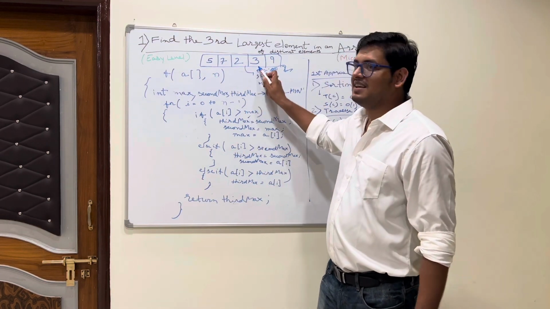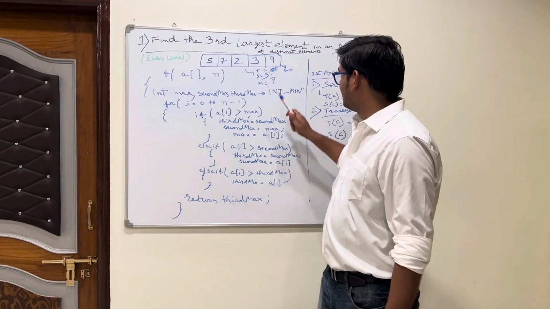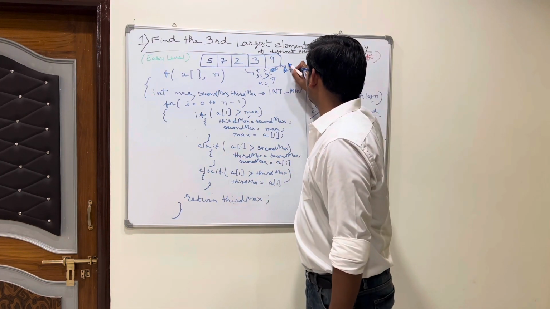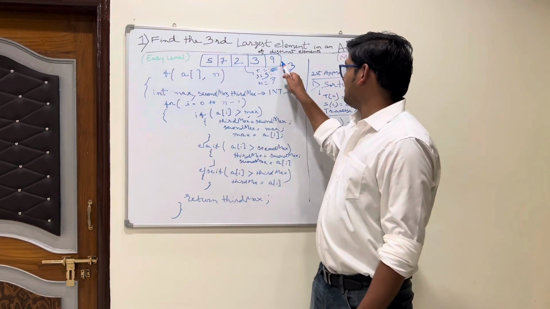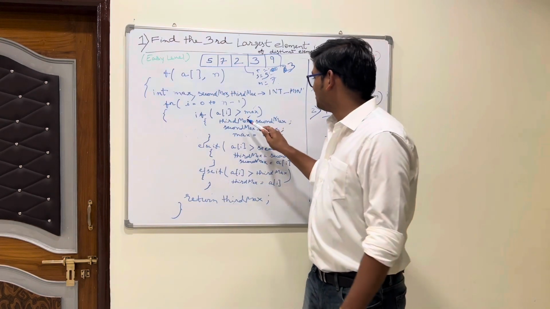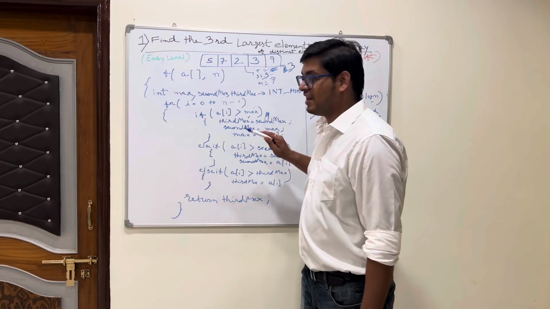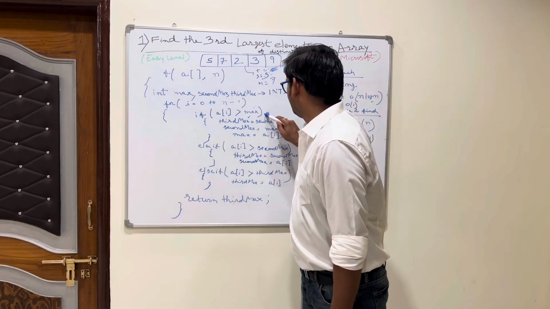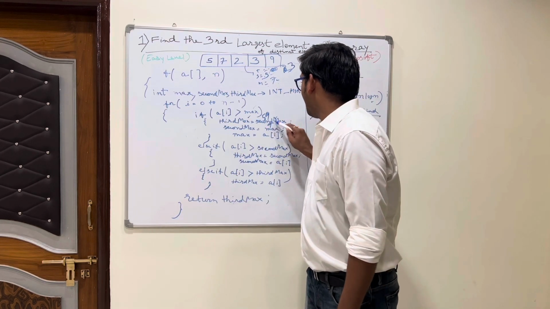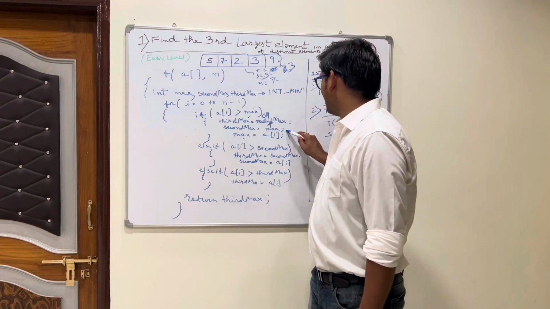Next, 3. Is 3 greater than 7? No. Greater than 5? No. Greater than 2? Right. So third max value will again be replaced with 3. And now the next element is 9. Is 9 greater than the max value? Right. Max value is 7. So the third max will become the second max value, that is 5. And second max value will become the max value, that is 7, and max will become the largest element in the array, that is 9.